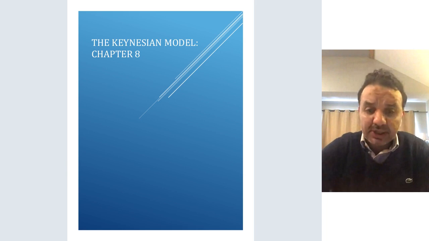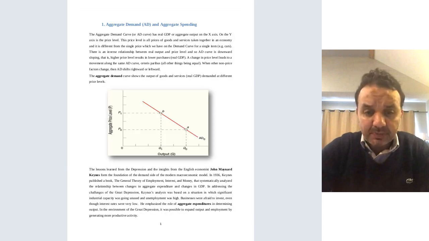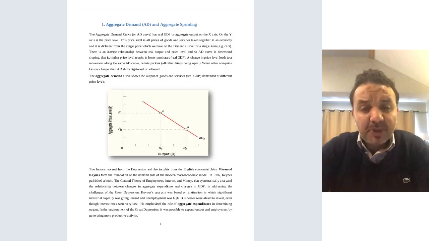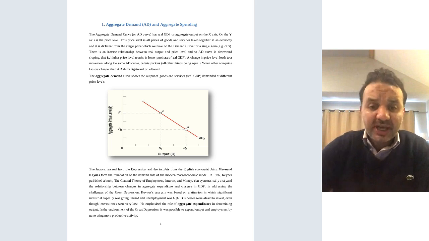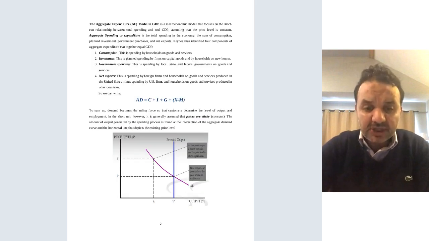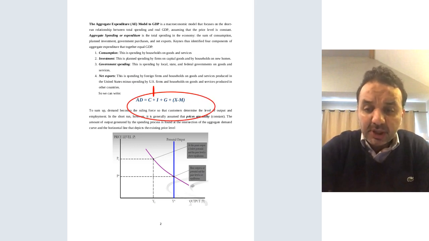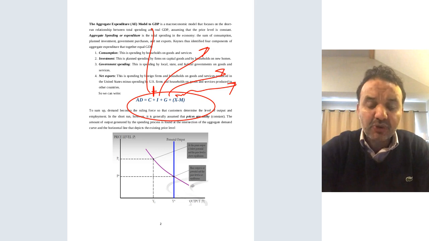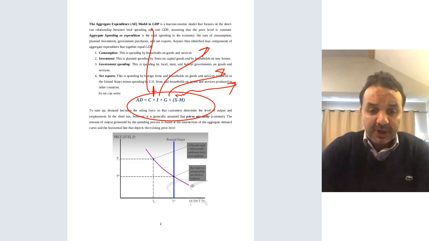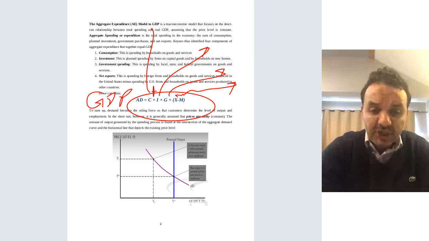So let's see here. I already explained the gross domestic product in a previous video. The gross domestic product is the same as the aggregate demand. I already explained this formula, so you should be familiar with it: GDP equals consumption plus investment plus government spending plus net export, which is X minus M. So this is the same as GDP.